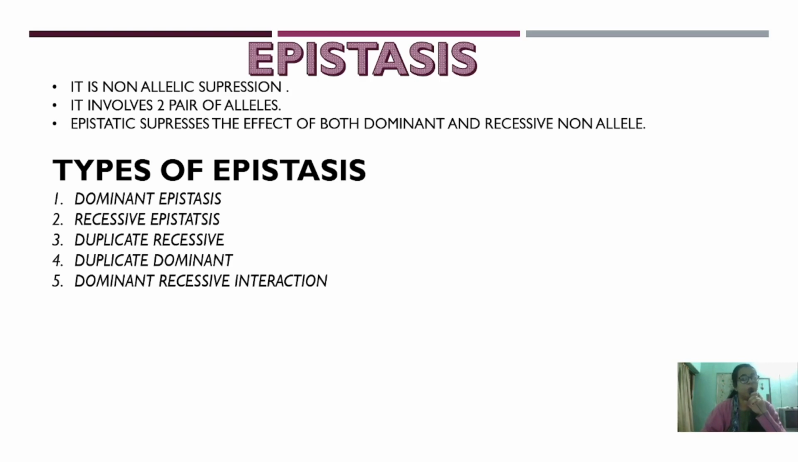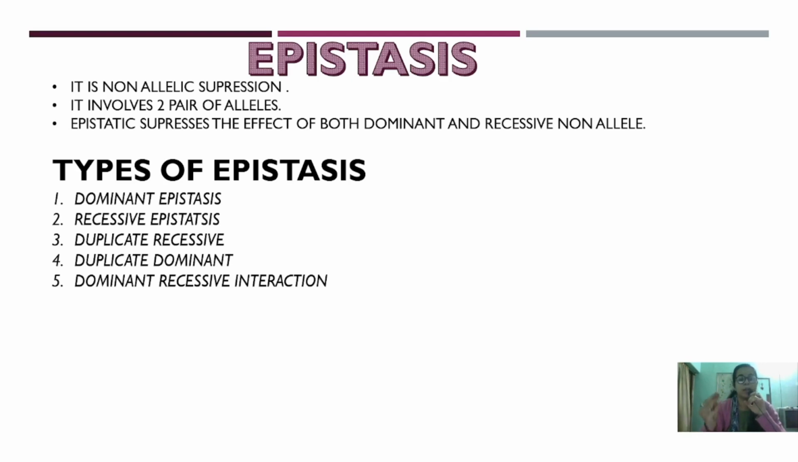That is, if two alleles are present, say for example, one allele is capital T small t, another allele is capital P small p. These two are known as non-allelic. Here in case of epistasis, two pairs of alleles are involved. And one of the features of epistasis is that it will suppress both dominant as well as recessive non-allelic genes, which we have discussed in the previous class.